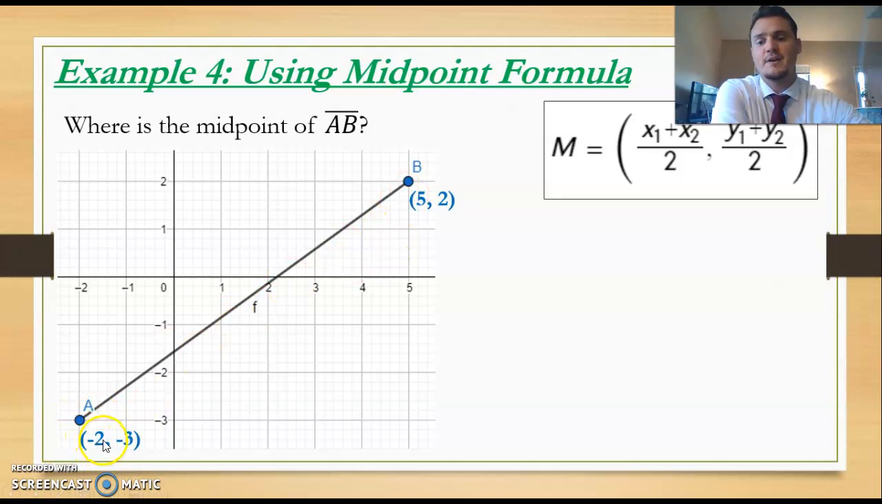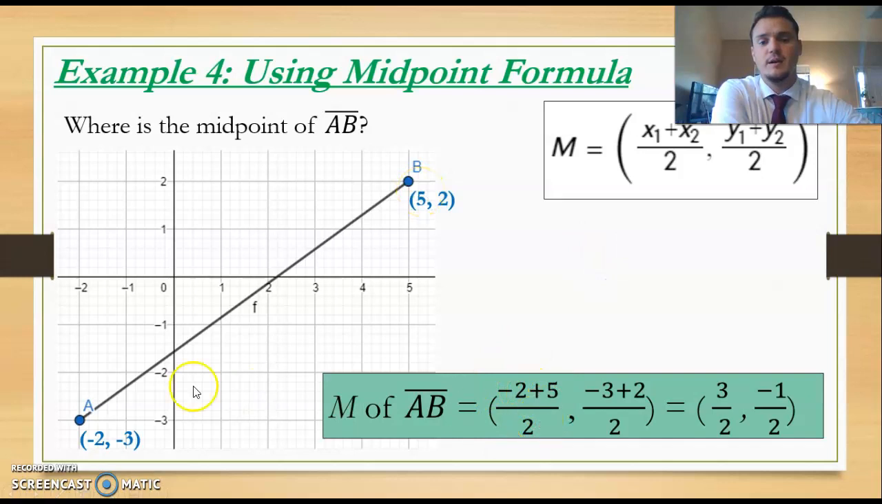So if I add my x's together, I would do negative 2 plus 5, and then I would divide it by 2. I would take my y's, negative 3 and 2, add them together, negative 3 plus 2, and then divide it by 2. Negative 2 plus 5 is 3. Negative 3 plus 2 is negative 1. So all in all, I should have this point, which is 3 divided by 2 is 1.5, and then negative 1 over 2 is negative 1/2, or negative 0.5. So the midpoint of this line, or the distance between A to B, would be right here at 1.5, negative 0.5.